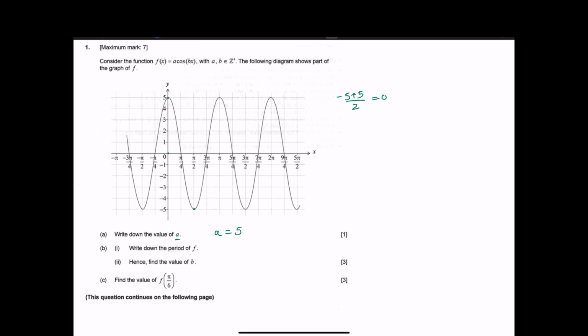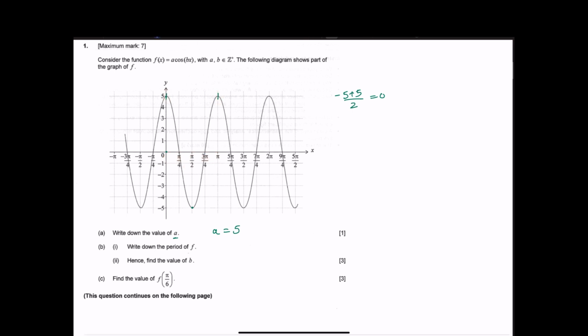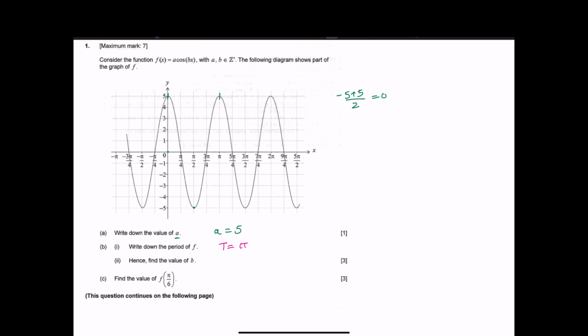Now the next part, we have to find the period of this function f. To find the period, we can find the distance between two consecutive crests. So if I want to find the distance between them, this is basically pi. So pi is the time period of this graph. So the time period would be pi.